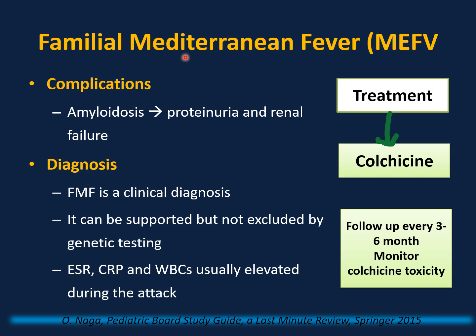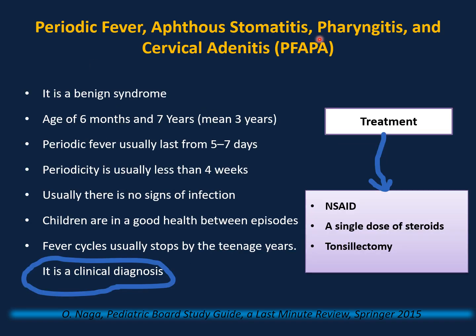So the most important aspect in the management of familial Mediterranean fever is the correct diagnosis and the institution of therapy early. Very important to monitor the patient for development of complications, follow up every 3 to 6 months, and monitor colchicine toxicity. This is a very interesting disease. The name itself explains the disease: periodic fever, aphthous stomatitis, pharyngitis, and cervical adenitis, PFAPA. It's a benign syndrome, the most common age of presentation between 6 months and 7 years.